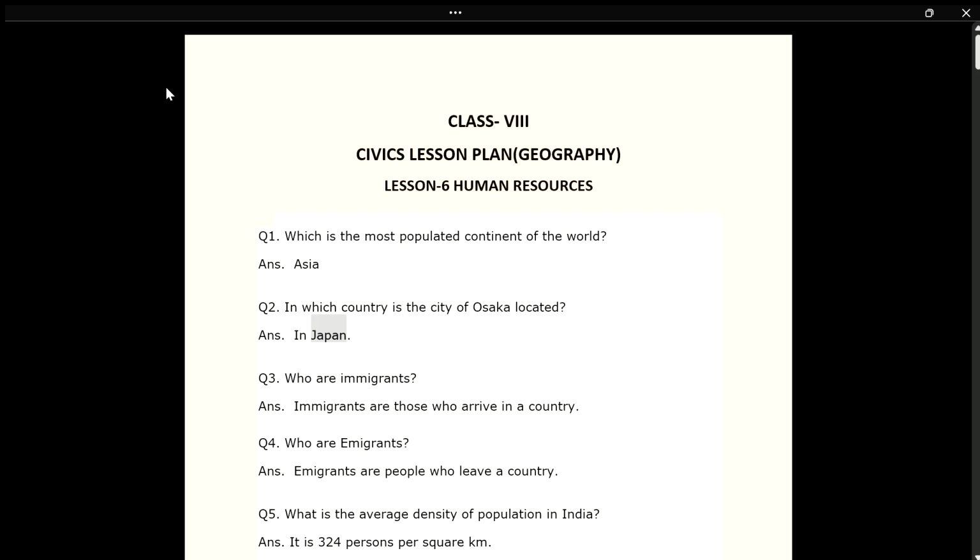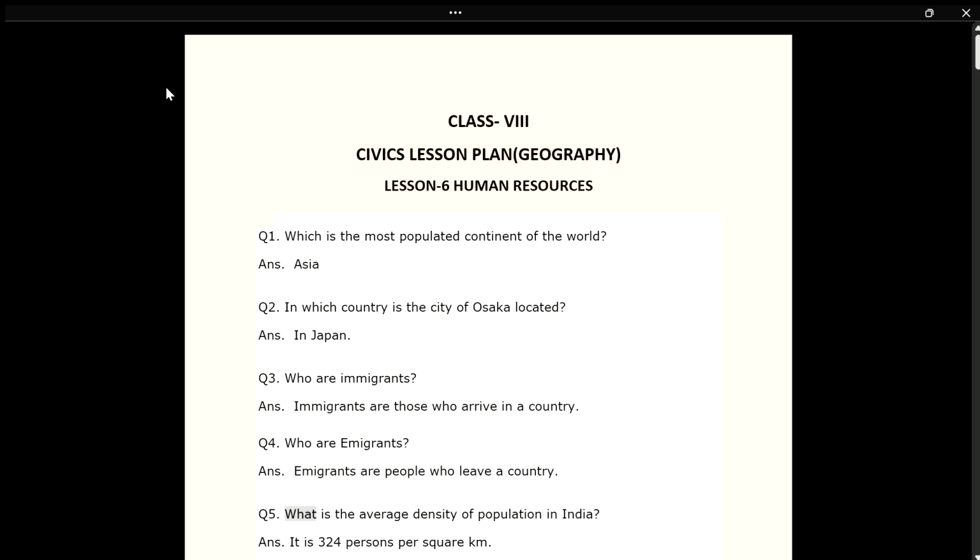Ans. In Japan. Q3. Who are immigrants? Ans. Immigrants are those who arrive in a country. Q4. Who are emigrants? Ans. Emigrants are people who leave a country.